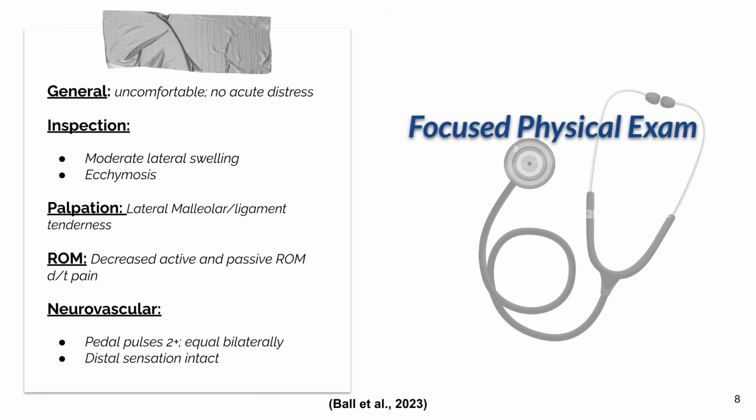Active range of motion should be assessed first, followed carefully by passive range of motion as tolerated. This includes dorsiflexion, plantar flexion, inversion, and eversion. Both active and passive range of motion are decreased in this patient because of pain. Finally, a distal neurovascular examination is essential following an extremity injury. I would assess pedal pulses, capillary refill, skin temperature and color, distal sensation, and motor function. His pedal pulses are 2 plus and symmetric, and distal sensation is intact, which is reassuring for preserved distal neurovascular function.